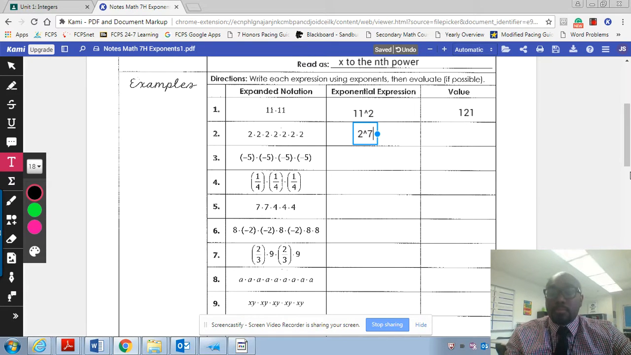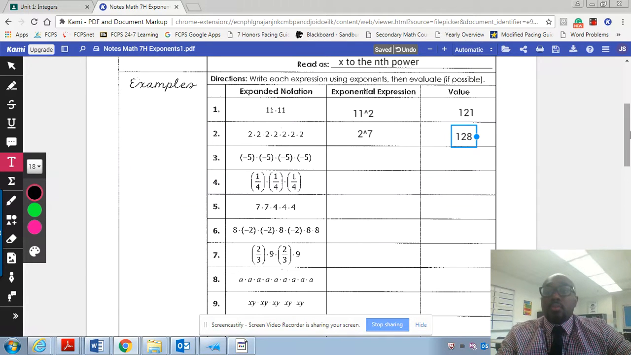Now, if you don't remember what 2 to the seventh power is, I know that 2 to the third power is 8, so then that would be 8 times 8, which is 64, and 64 times 2 would be 128. So 2 to the seventh power should be 128.